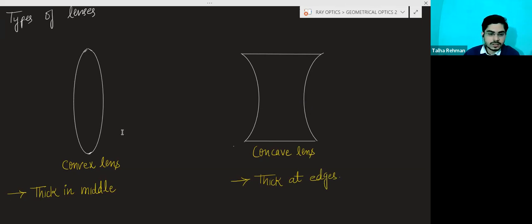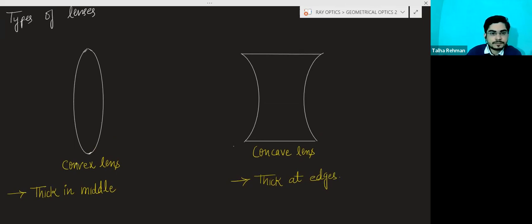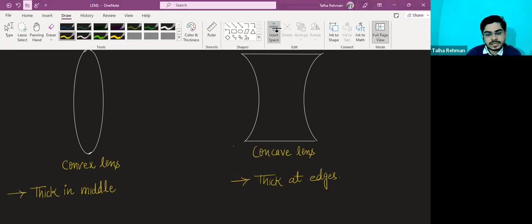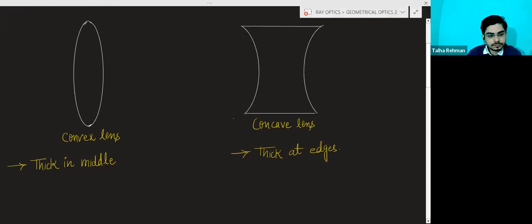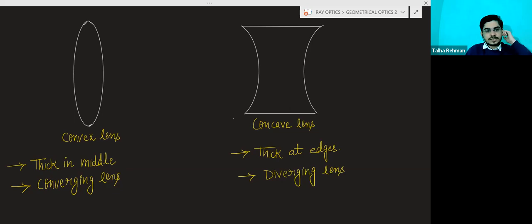Okay. This convex lens is also known as the converging lens. And this is known as the diverging lens. Why is this known as the converging lens?